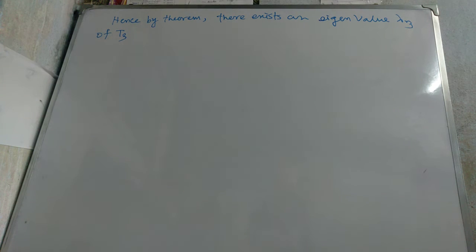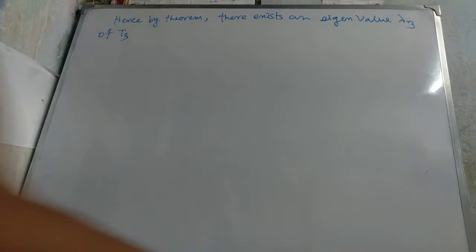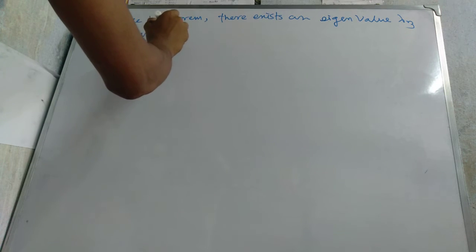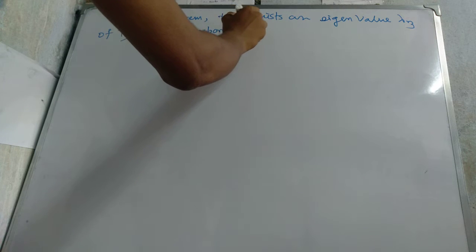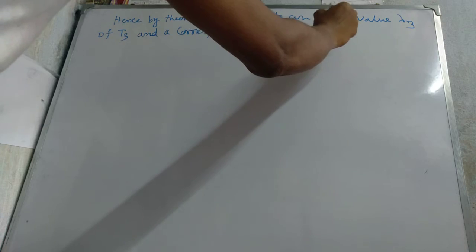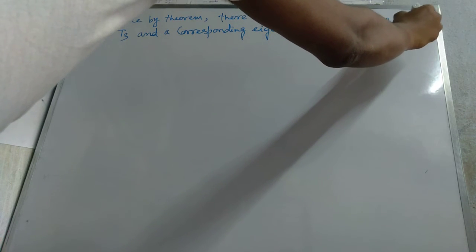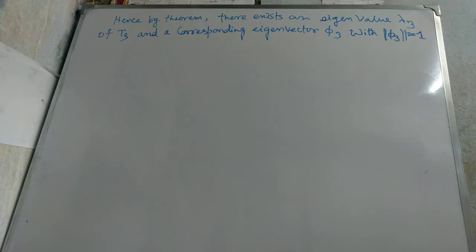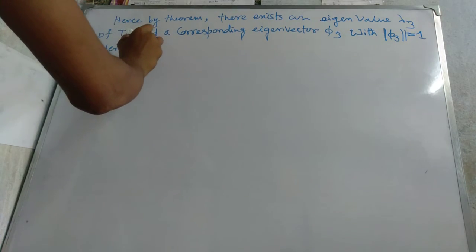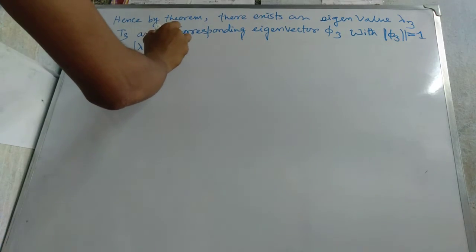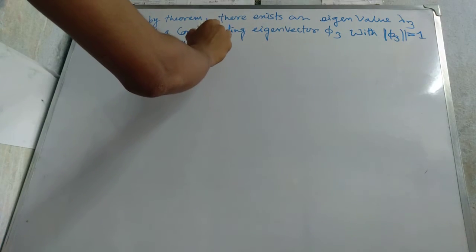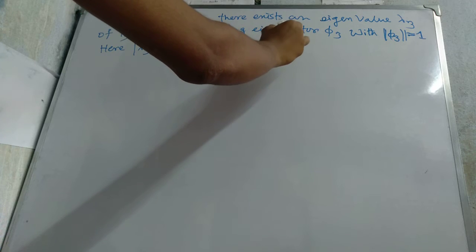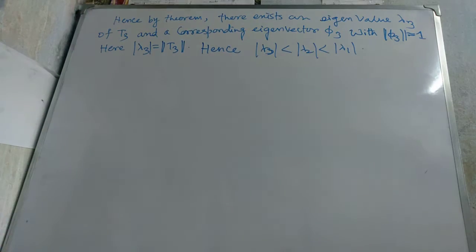Now all is clear, I think. Hence, by theorem, there exists an eigenvalue lambda 3 of T3 and a corresponding eigenvector phi 3 with norm of phi 3 equal to 1, and here mod of lambda 3 equal to norm of T3, and hence lambda 3 less than or equal to lambda 2 less than or equal to lambda 1.